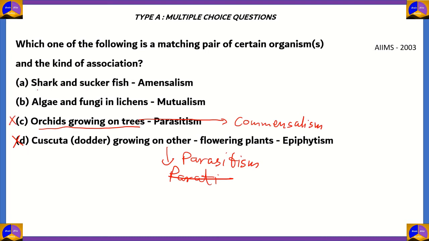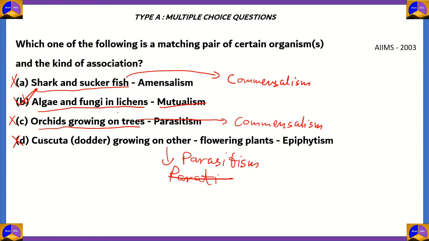And similarly, if you look at option A, shark and suckerfish, which is also known as remora, they have an interaction which is beneficial for the suckerfish and which does not affect the shark. So that is commensalism. So therefore, the right answer to this question is option B, algae and fungi and lichens, mutualism. The algae provide food to the fungi, which provide nutrients to the algae. So they live together as lichens.